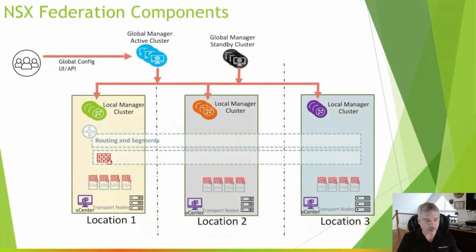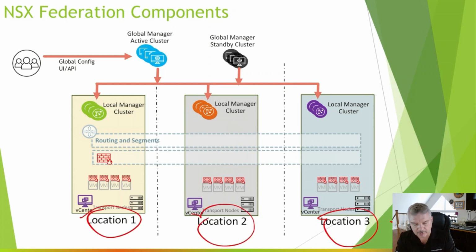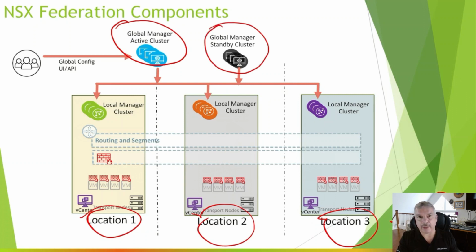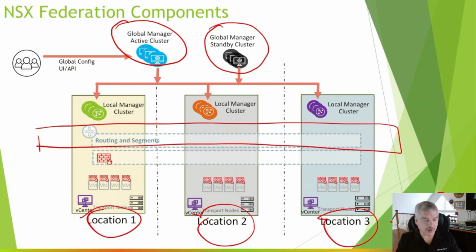So when we look at this slide here, just a quick recap on Federation. You see I've got multiple sites here. Today we can go all the way up to 16. It's pretty crazy. You'll see we have a thing called a Global Manager Active Cluster and a Global Manager Standby Cluster. So when we create an object that's going to span multiple sites, it's typically called a global object.